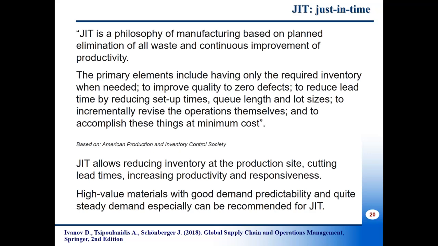The primary elements include having only the required inventory when needed, improving quality to zero defects, reducing lead times by reducing setup times, queue length and lot sizes, incrementally revising the operations themselves, and finally accomplishing these things at minimum cost. Using JIT, a company will at the same time reduce inventory at the production site without adding more lead time, and thus increase productivity and responsiveness.